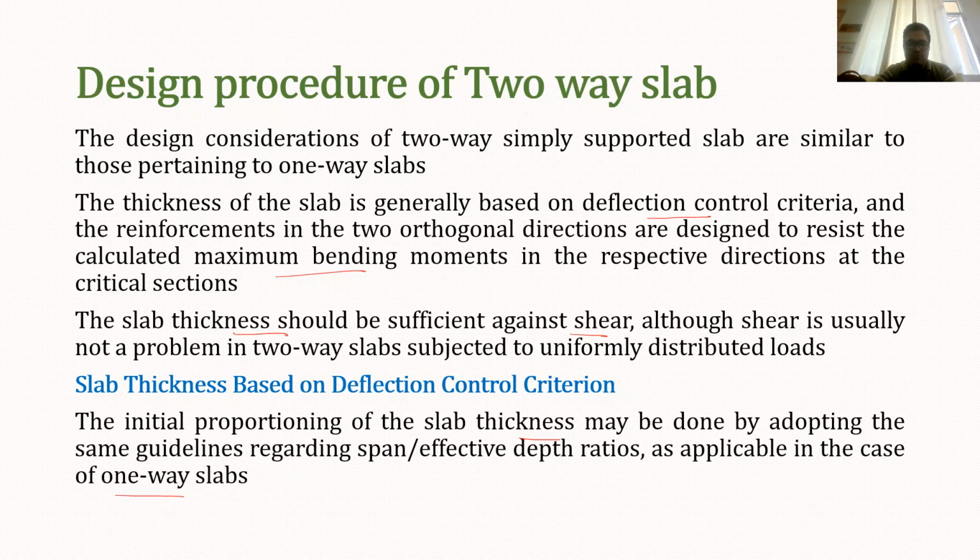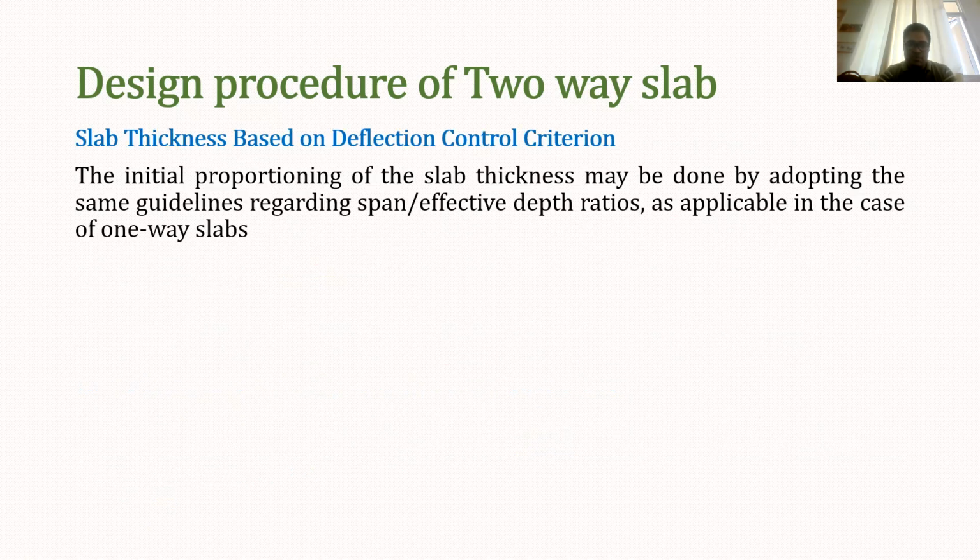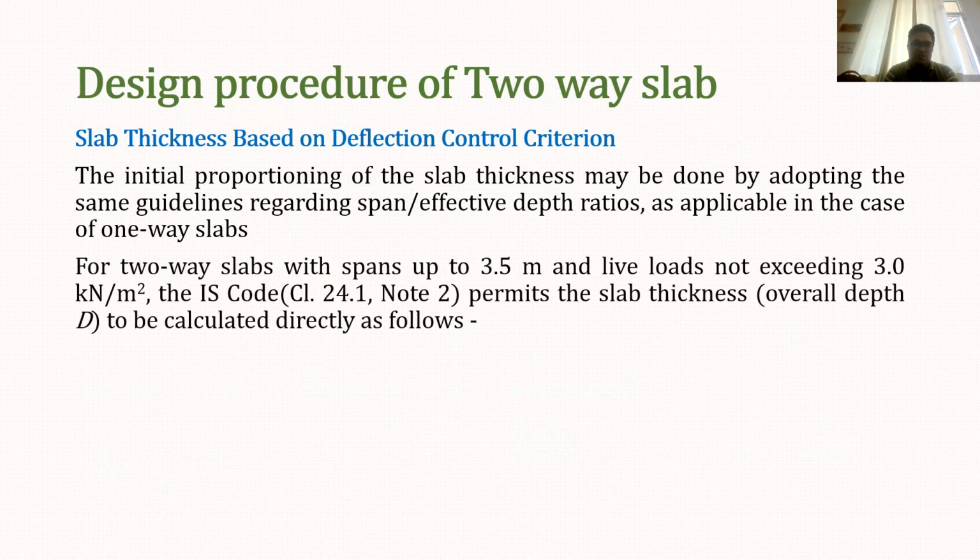For two-way slab also, the span by depth ratio is given in the IS code. If we refer to clause 24.1, note 2, the slab span by depth ratio is given there also. I will show you that in the IS code.